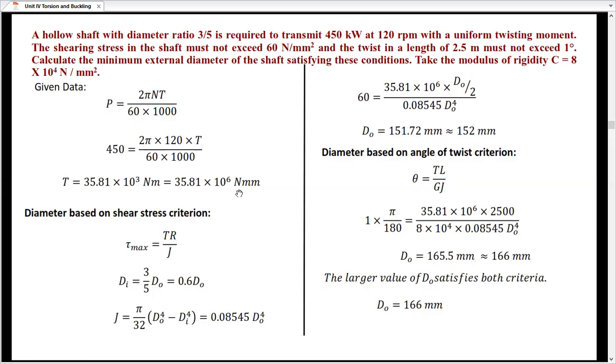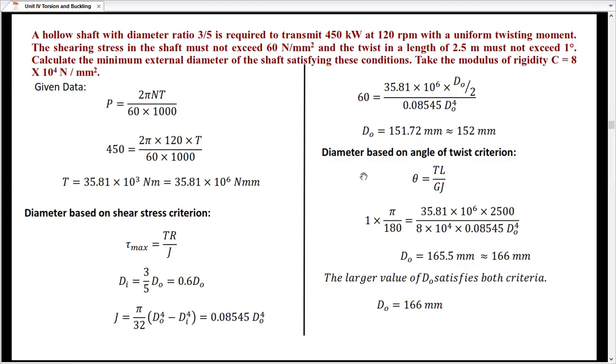Then we have torque 35.81 into 10 raised to 6. Then radius is half of the diameter. We are taking outer diameter d0 upon 2. Upon we have that value of J, that is 0.08545 d raised to 4. So putting all these values, you will get outer diameter, which is 152 mm.